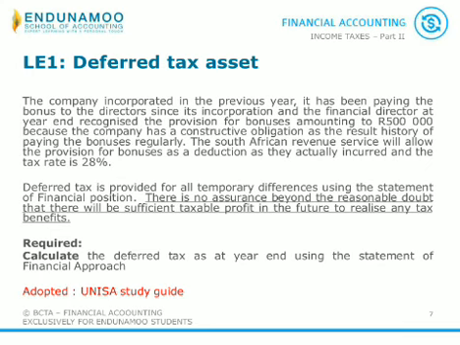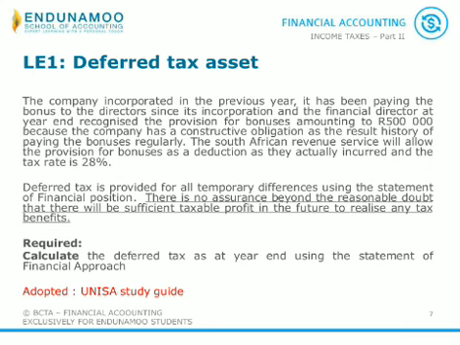So the company incorporated in the previous year, it has been paying the bonus to directors since incorporation, and the financial director at year end recognized the provision for bonuses amounting to 500,000 Rand because the company has a constructive obligation as a result of history of paying the bonuses regularly. Okay, so now this obligation has come about as a result of past trends, history. The company's always been paying their bonuses, so now in the current year we're saying, okay, this has been done before, so we have a reasonable expectation to believe that it will also be done in the current year.